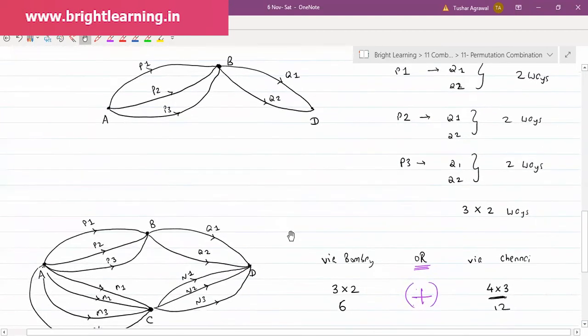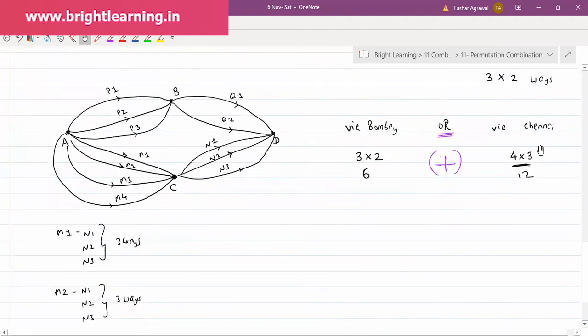The same logic applies here also, 3 multiplied by 2, 4 multiplied by 3, that we can understand. Now this addition logic is something new. If I go through Bombay, there are 6 flights. If I go through Chennai, there are 12 flights. But this 6 and 12 are nowhere related to each other. Not related to each other means what?